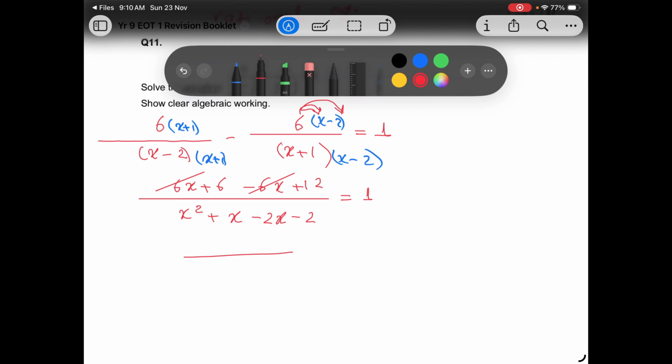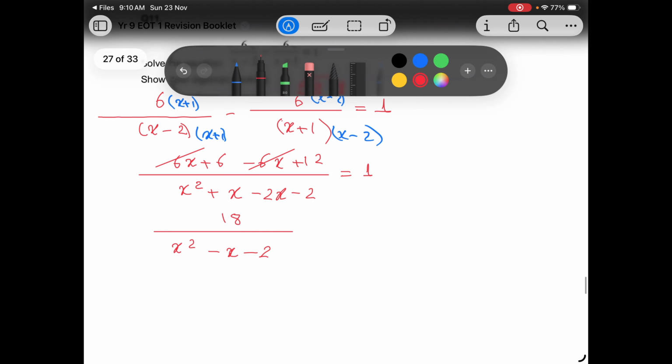And in the top here, I have minus 6 plus 12, which is 18 indeed. Okay, so this is 18. And here I have x squared minus x minus 2. Why minus x? Because I have plus x minus 2x. These two guys in the middle, if you combine them, it will be minus x. Equals 1. Then it's time, guys, for cross multiplication.